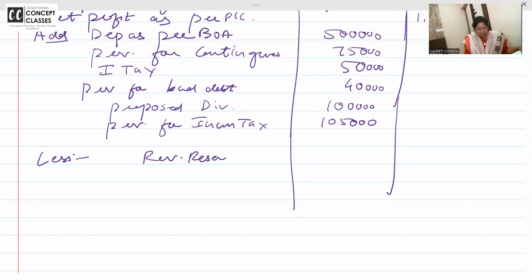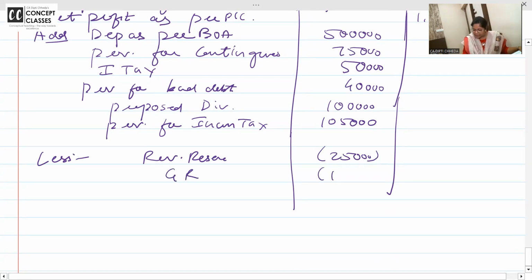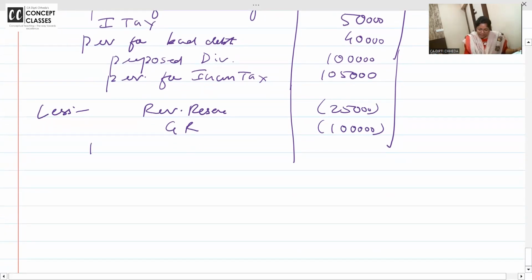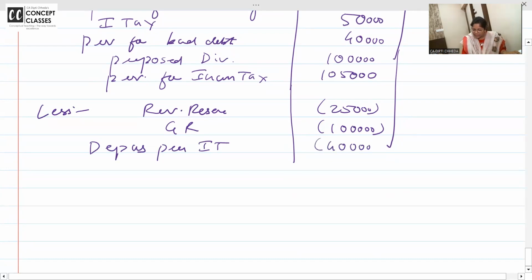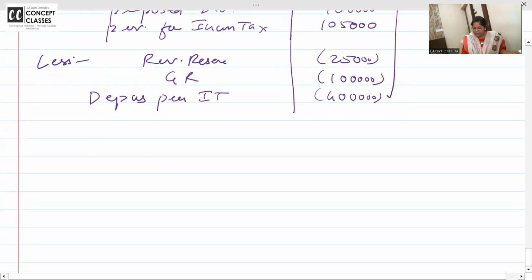Revaluation reserve is not our income, not allowed. General reserve is not our income, not allowed. Can we deduct depreciation as per Income Tax Act? All of you know as per Income Tax Act you are allowed to deduct depreciation, and that's already given, 4 lakh. If they don't give it, they may give you the block of assets, and we know how to calculate the depreciation. I know, right?